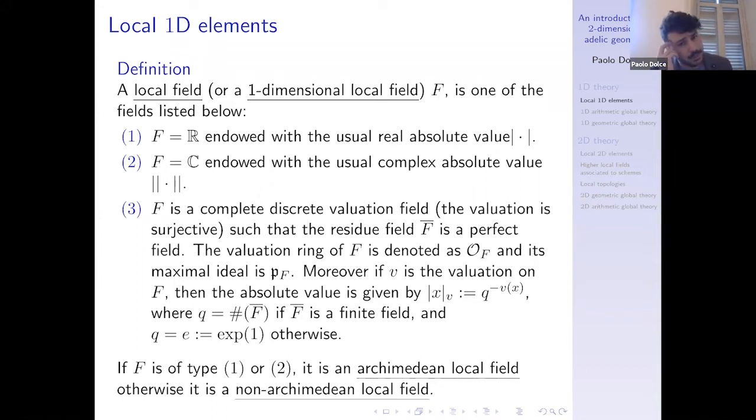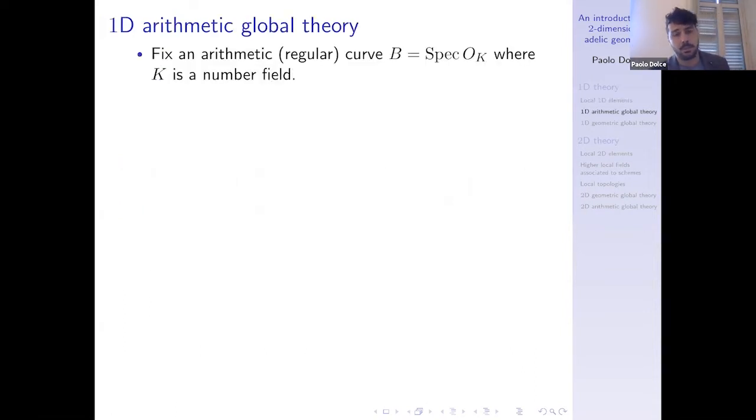And for me, a non-Archimedean local field is just a complete discrete valuation field such that the residue field is perfect. Notice that, of course, we have an absolute value and a topology associated. Notice that in the first two cases, 1 and 2, the local field is always locally compact. Otherwise, in the third case, we have local compactness if and only if the residue field is finite. And it is actually important. Okay, now let's go to the global theory.